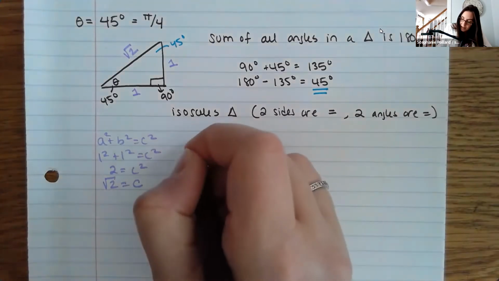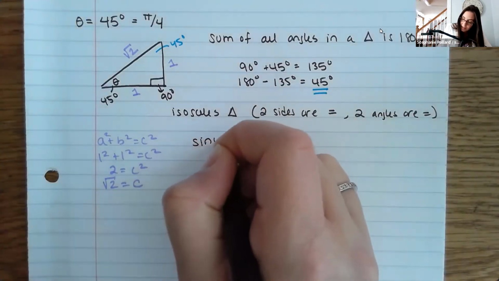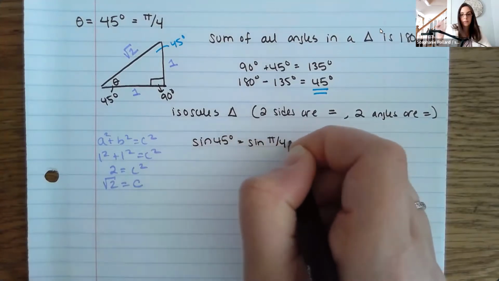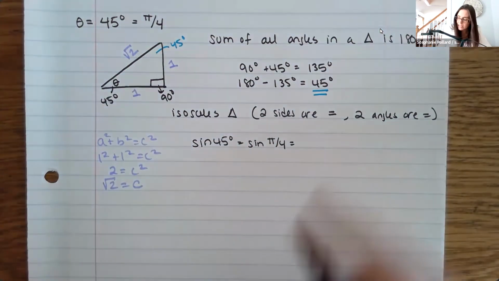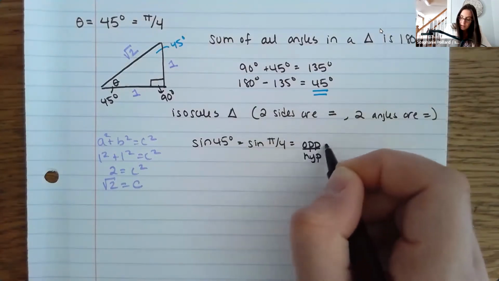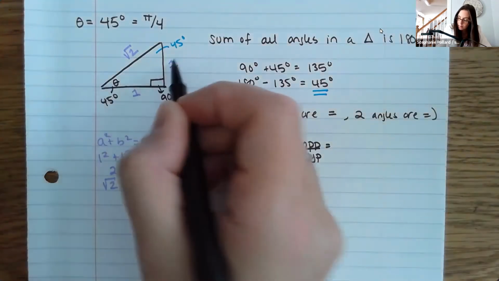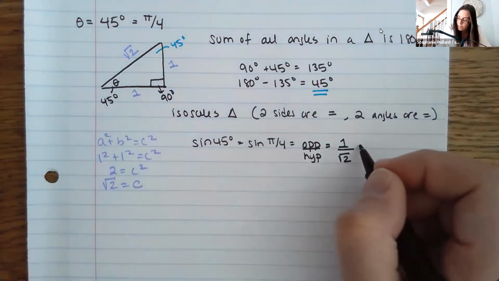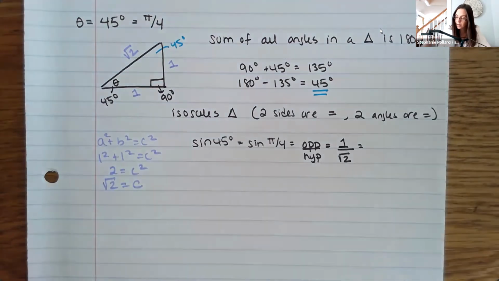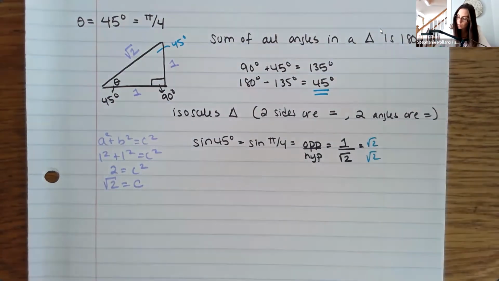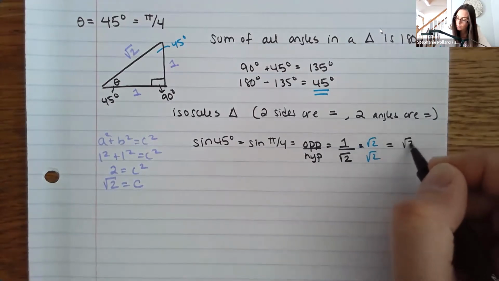So our sine of 45 degrees, or your sine of pi over 4, whatever units you're using, is still going to be opposite over hypotenuse. My opposite is 1, and my hypotenuse is square root of 2. Again, I'm going to clean this up a little bit. Actually, let's do that first. I'm going to multiply by square root of 2 over square root of 2, which ends up giving me root 2 over 2.